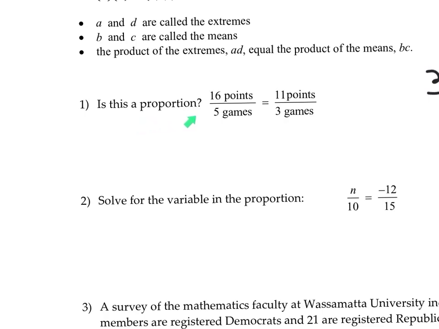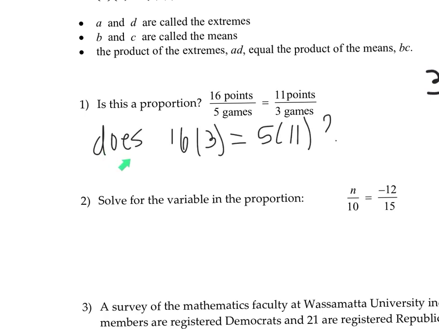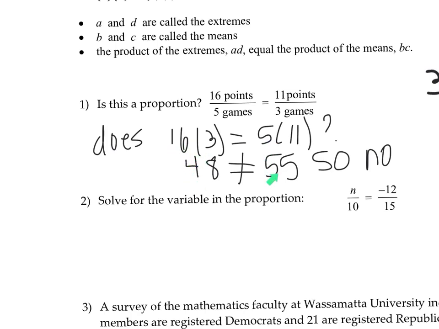So here we have a question. Is this a proportion? 16 points in 5 games compared with 11 points in 3 games. Basically, we're just going to multiply the two diagonals, and if we get the same number, they are proportional, meaning the same amount of points were scored per game. So the question is, does 16 times 3 equal 5 times 11? 16 times 3 is 48. 5 times 11 is 55. They are not equal. That's the equal sign with the slash through it. So no, this is not a proportion.